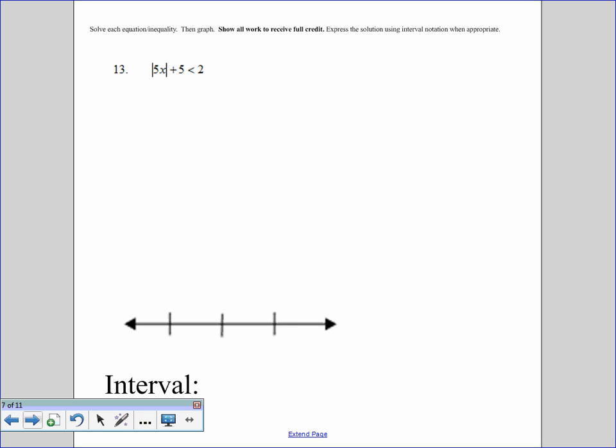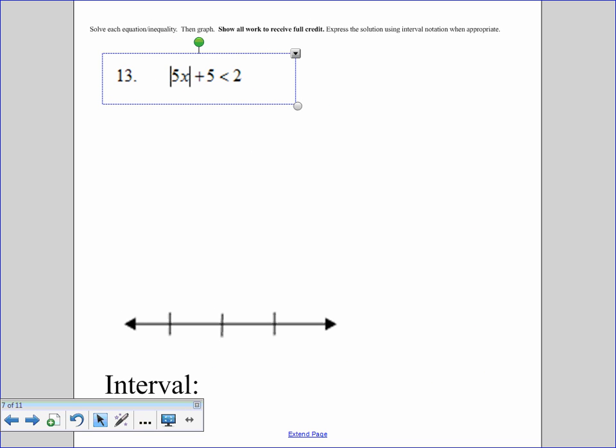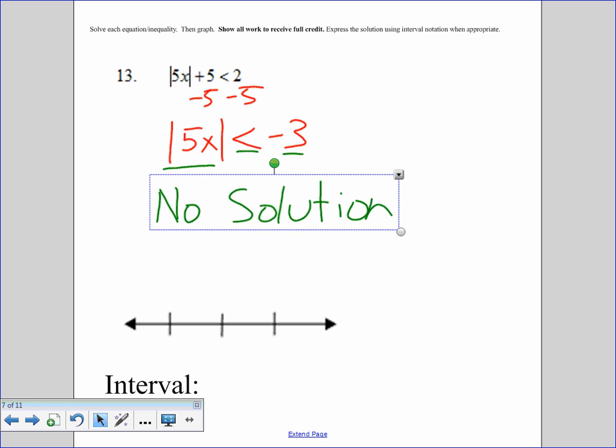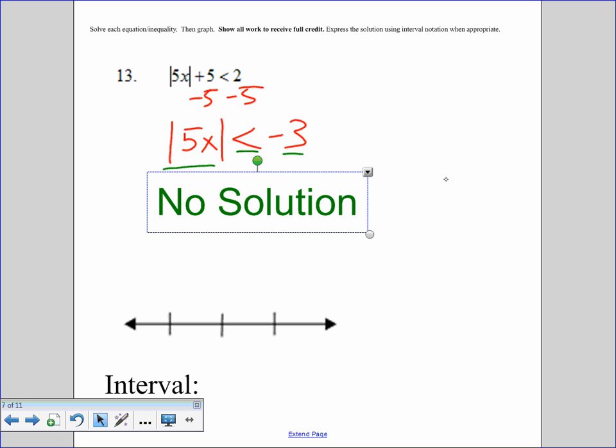For number 13, this one won't take long. You subtract 5 from both sides, and you get the absolute value of 5x is less than negative 3. Now remember, absolute value always spits out a positive number, and a positive number cannot be less than negative 3. So the answer is no solution. The interval is easy. It's the empty set. Graph's already done.